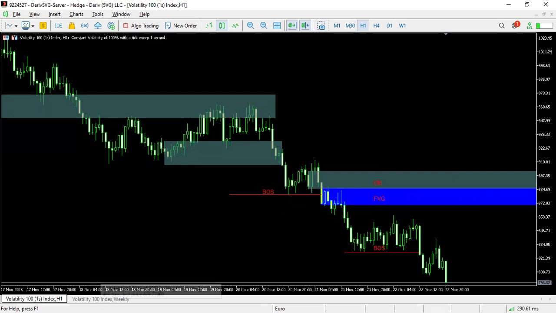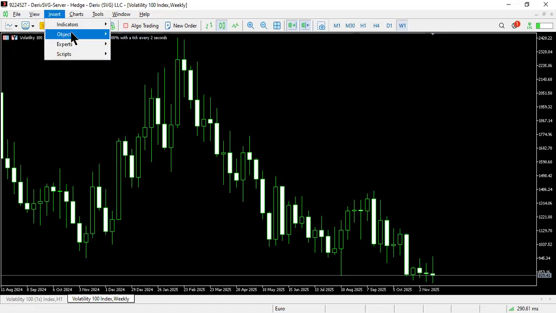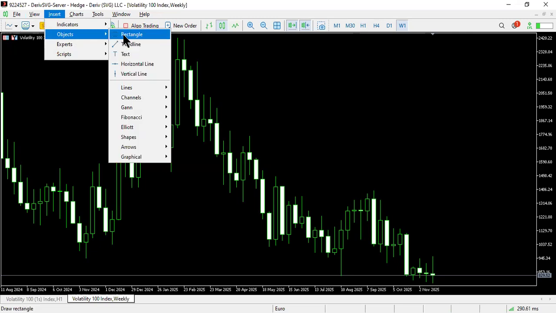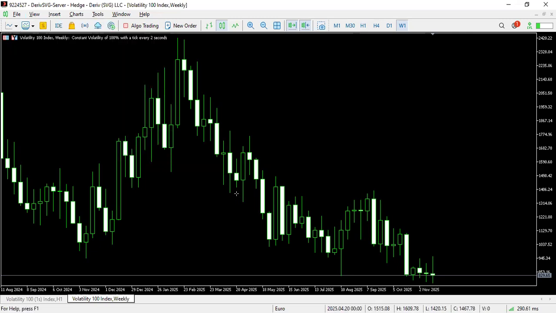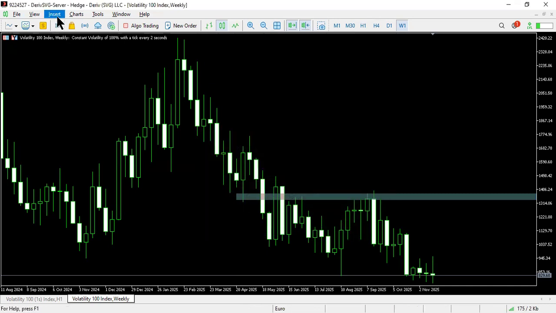And then if we go to VIX 100 from the weekly time frame, we have our supply zone right there. So that is the supply zone. And then we have our demand. So price is still at this demand level.